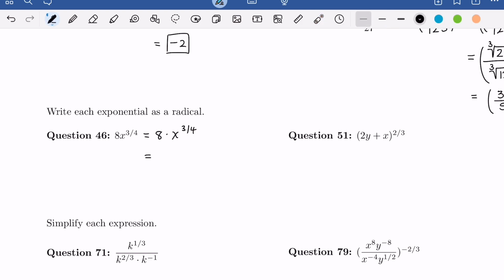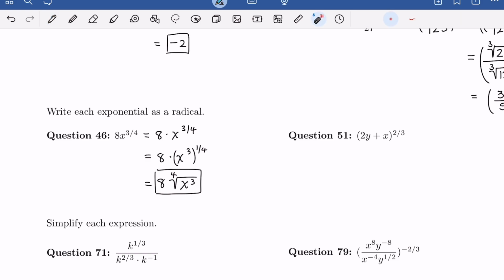Now next, let's use our exponent rules and break this guy up. This is the same thing as x cubed raised to the 1/4 power. Now, we know that anything raised to the 1/4 power is the same thing as taking the fourth root of that. So this means we're still going to have our 8 on the outside, but this is going to be the fourth root of x cubed. So this is our answer here, writing this guy as a radical.